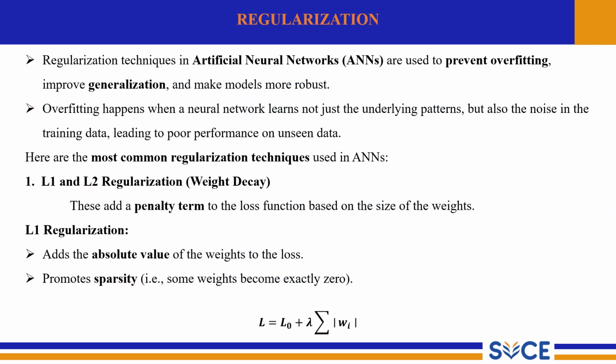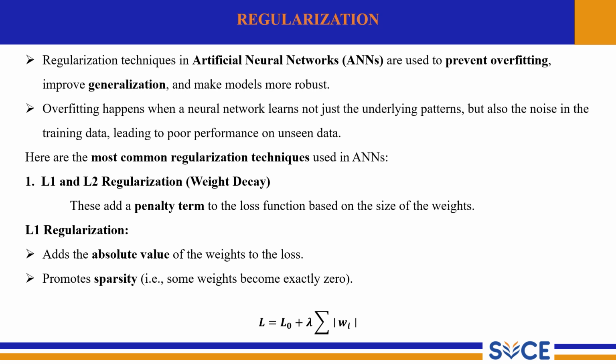So the most commonly used regularization techniques in artificial neural networks are the tools that help us prevent overfitting, improve generalization, and build more robust models. Overfitting occurs when a neural network learns not just the underlying patterns in the training data but also the noise. This leads to poor performance on new unseen data. Regularization helps us avoid this by introducing constraints that guide the learning process.